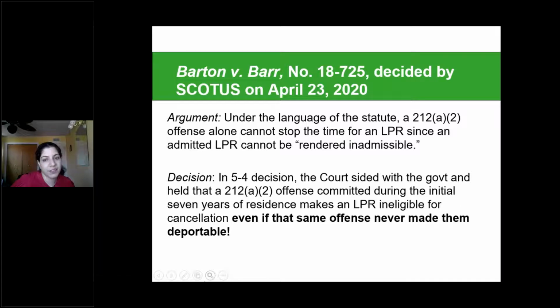The Supreme Court in this decision by Justice Kavanaugh, however, sided with the government and said that any 212(a)(2) offense, so any of those criminal grounds of inadmissibility, for those of you who attended Diana and Lupe's presentation back in March, going over those, any of those offenses, even if that offense does not actually make the LPR deportable, does cut off their time for LPR cancellation.